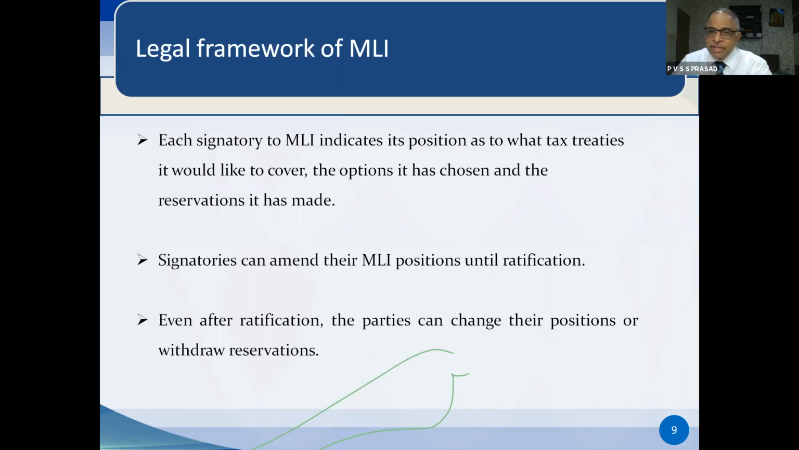That is how whoever is coming as part of the inclusive framework and signing the MLI is not restricted, and they will always enjoy their sovereign right to renegotiate any of the options if they want to modify. And the signatories can amend their MLI positions until ratification. Ratification is a legal process which was explained by our chairman in the introductory remarks. Only then would the positions you have taken through the MLI become effective and legally enforceable. So ratification is a legal process. Till such process takes place, you can always change your options. That is what is explained. A lot of flexibility is given to the countries.